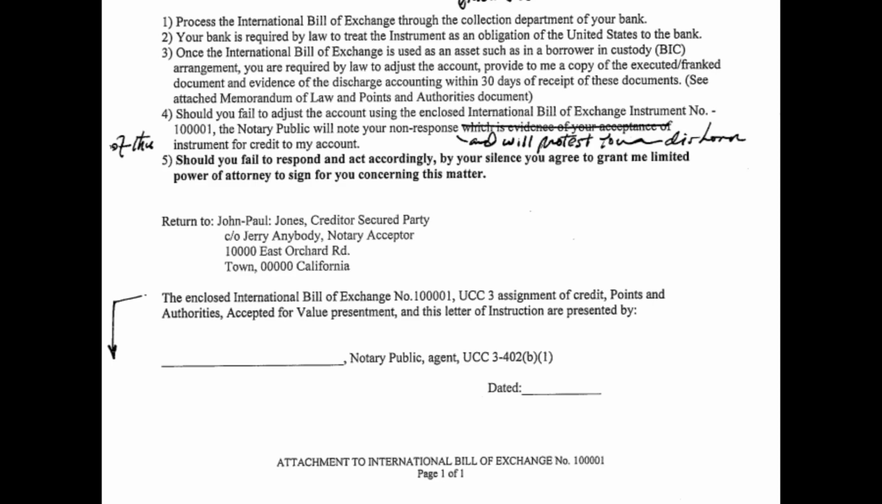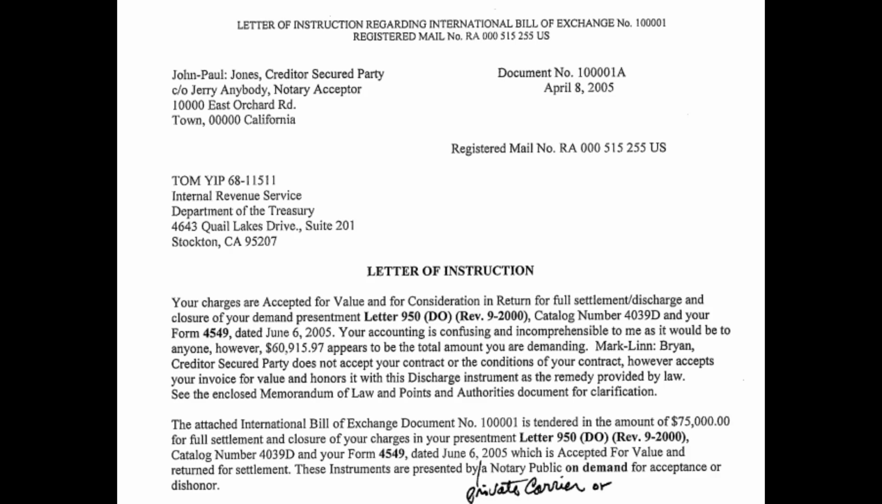Should you fail to adjust the account using the enclosed International Bill of Exchange instrument number, whatever it may be, the notary public will note your non-response and dishonor. And should you fail to respond and act accordingly, by your silence you agree to grant me limited power of attorney to sign for you concerning this matter. So you're giving them an opportunity at that point to go ahead, and so this is the bottom part of that, apparently. So that's what it would look like there.